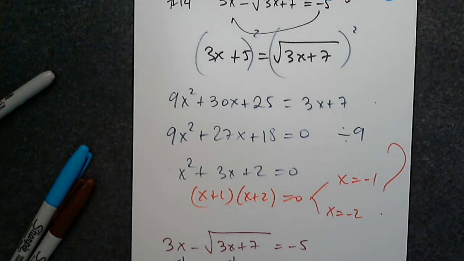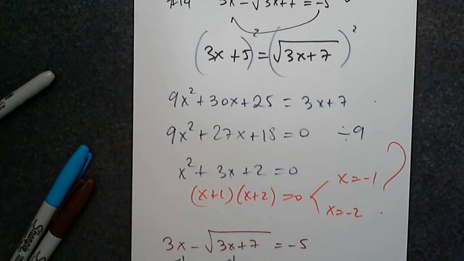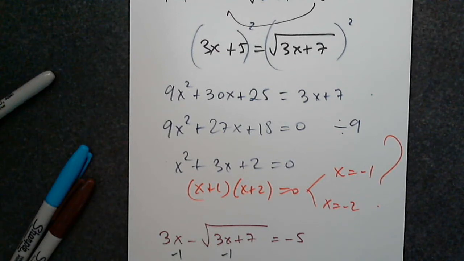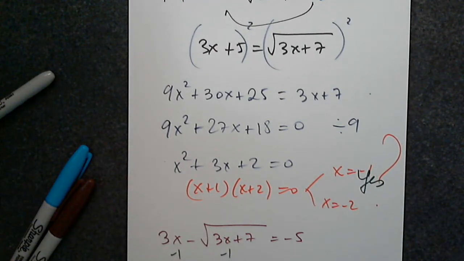The square root of 4 is 2. So I have -3 minus 2. Does that equal -5? Yes? Very good. So then -1 works.